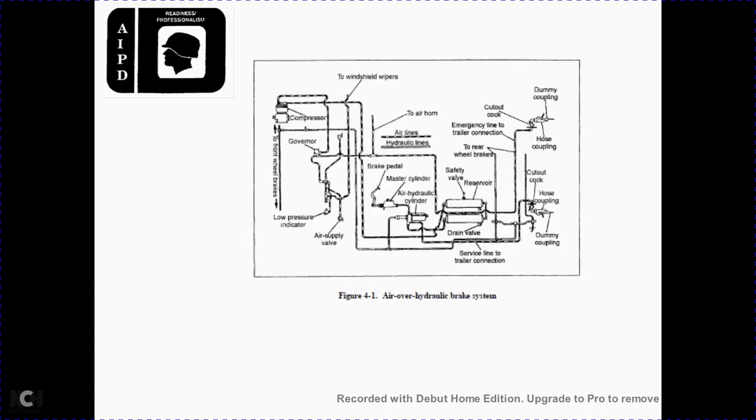All right, Figure 4.1, air over hydraulic brake system. Components: dummy coupling housing, hose line coupling, dummy coupling hose, coupling cutout cock, emergency trailer connection into the reservoir or to the rear wheel brakes, and then the cutout hose and coupling, double coupling drain valve, the safety valve, the service line of the trailer. Air hydraulic cylinder, master cylinder, brake pedal, air hydraulic lines, two air horns, air supply, low pressure indicator, windshield wipers, compressor governor, and the front wheels and brakes.